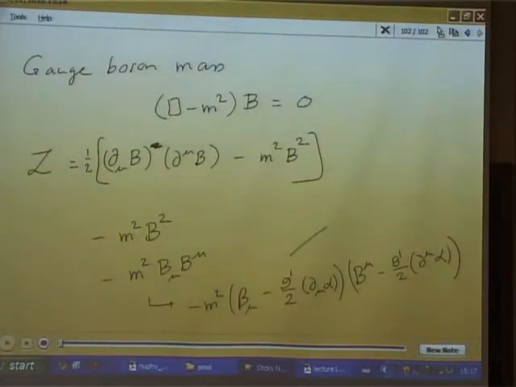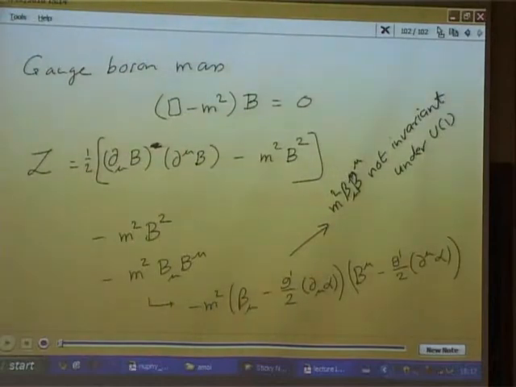So this implies that this m squared term is not invariant under U1. That implies that m squared should be equal to 0. So for our gauge symmetry to be valid, the mass of the gauge boson has to be equal to 0.